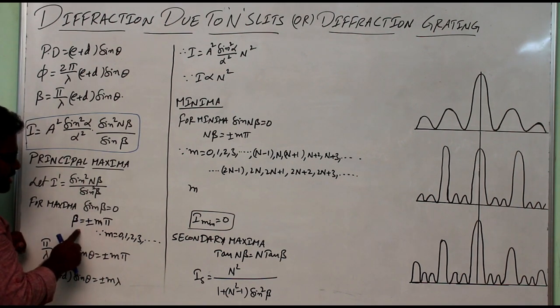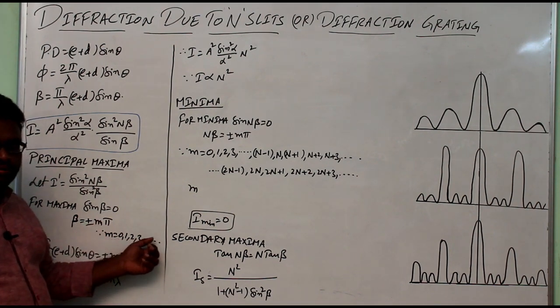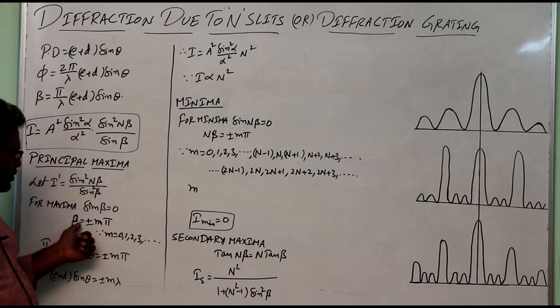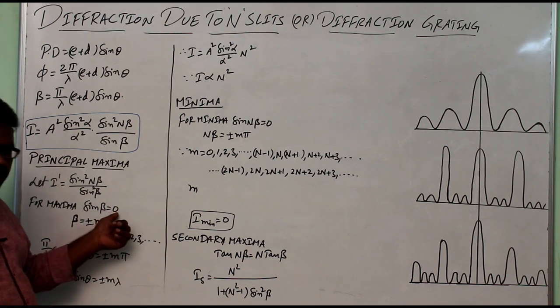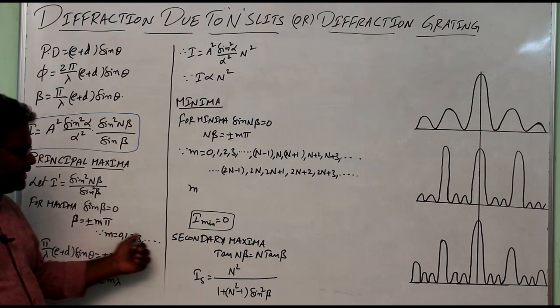If sine beta is 0, beta equals to plus or minus m pi. So the value of m are 0, 1, 2, 3, 4 like that. If m is 0, beta is 0, sine 0 is 0. If m is 1, pi, sine pi is 0, like that you can have.